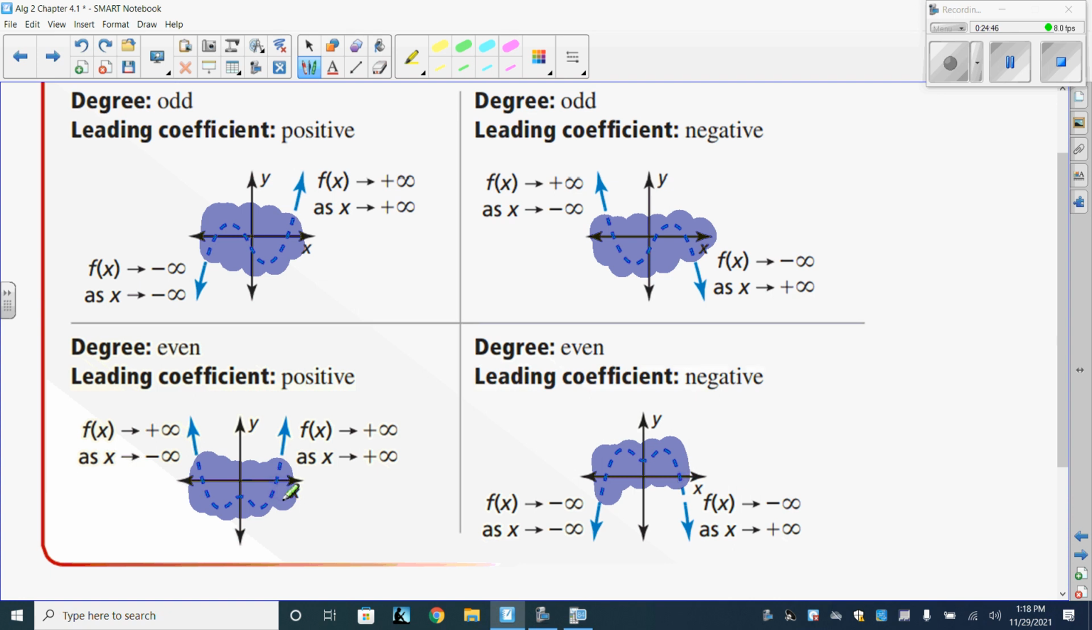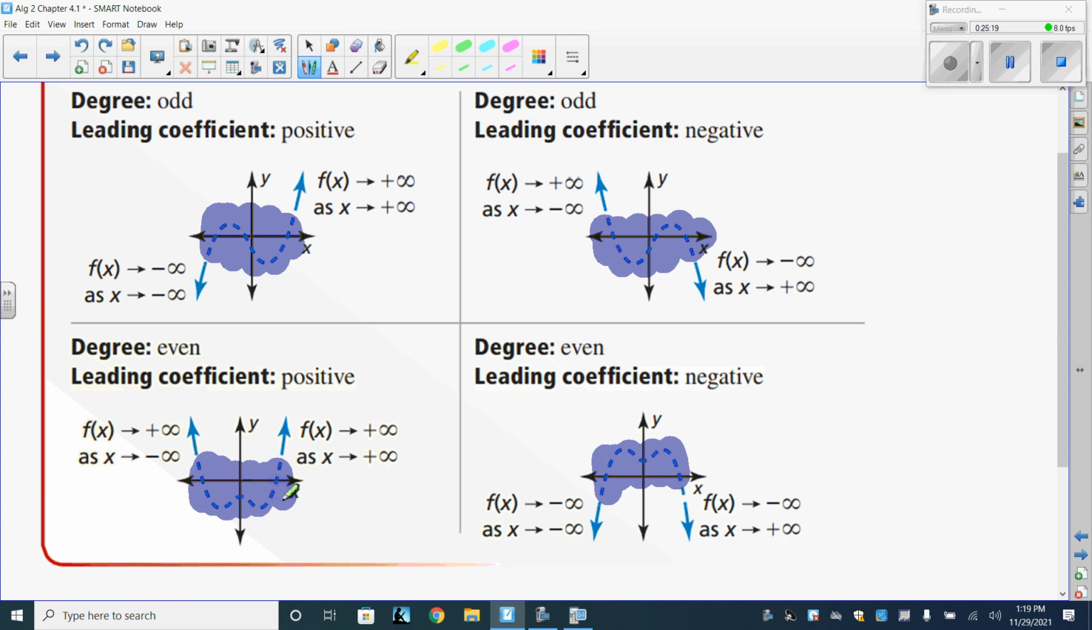Now, when we looked at quadratics in chapter 3, they were all what? U-shaped graphs. Yes, either both going up or both going down. A quadratic is degree 2. It's even, yes? Well, it works out that any even degree polynomial will eventually have both sides going up or both sides going down. And really, whether it's going up or down depends on the leading coefficient being positive or negative, because we only have those two options.